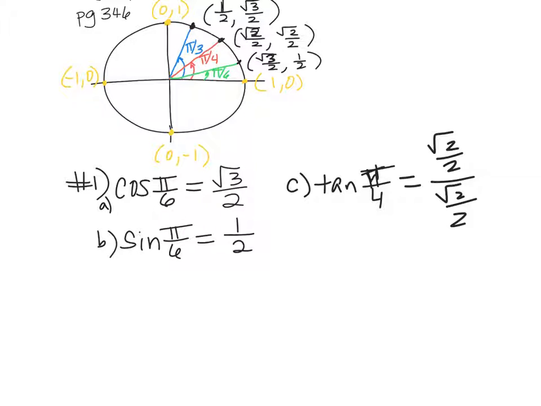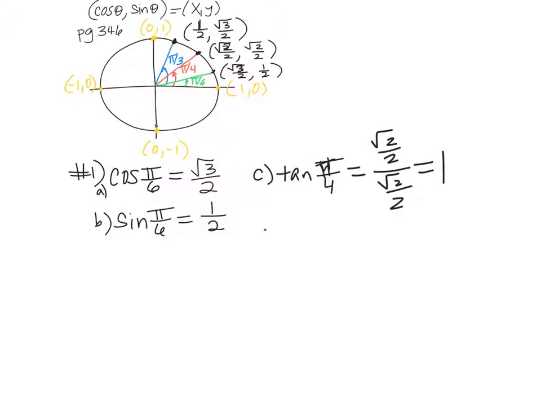And what is rad 2 over 2 divided by itself? It's just 1. So tangent at pi over 4 is simply 1. Your calculator will do that too for you. We're not using our calculator. Okay. How about, let's try a harder one.